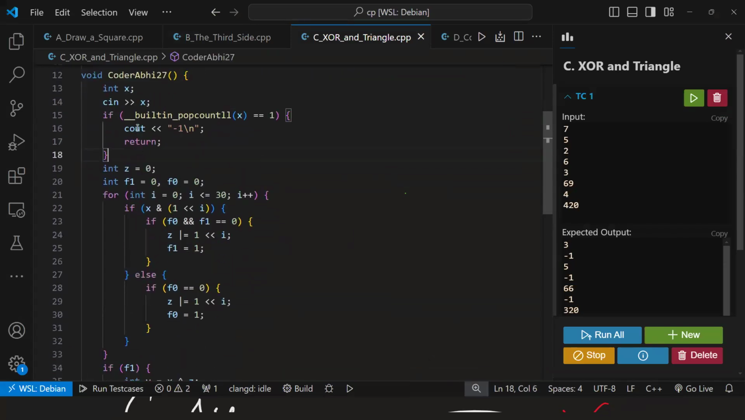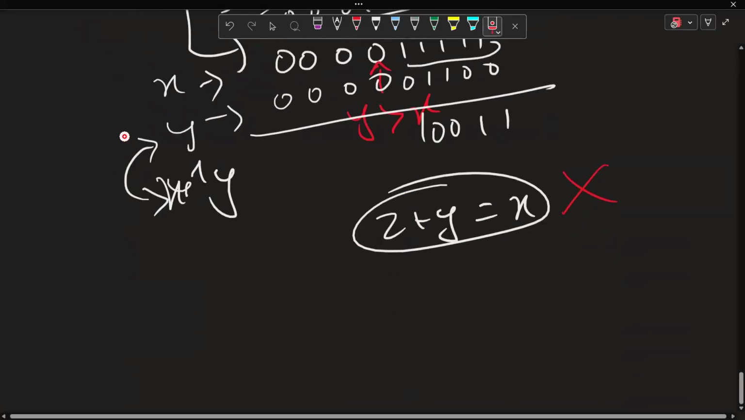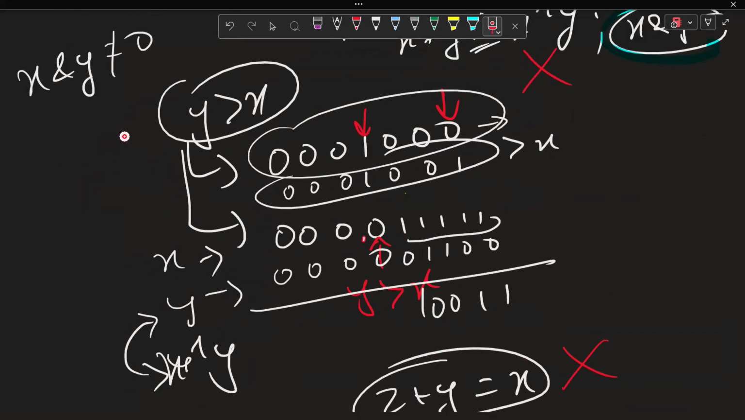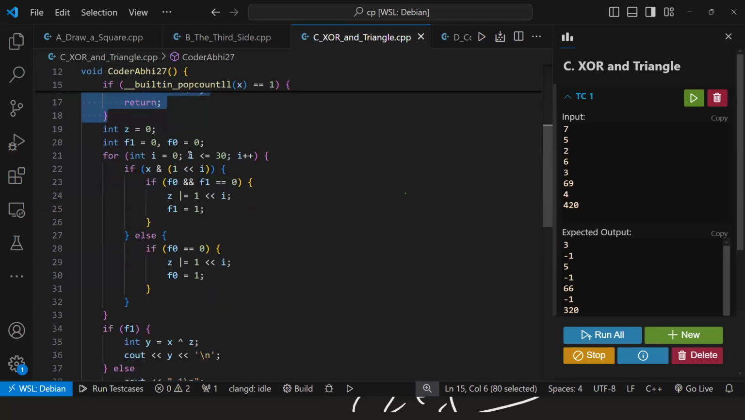Okay, so the first thing I check is if the number of set bits is 1, then I print a -1. So this first case, if the number of set bits was 1, I print a -1. And the other case would be handled here in the code only. What I'm doing is, in F1, I'm tracking whether I got a set bit, and in F0, I'm tracking whether I got an unset bit. So initially, I have not got them.